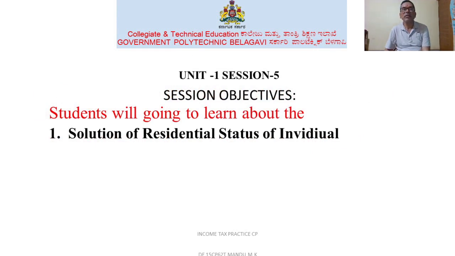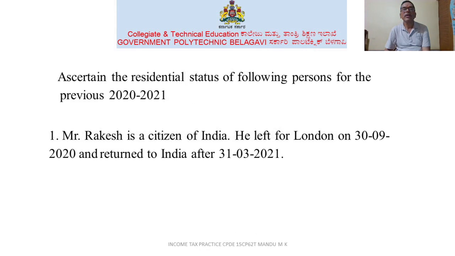After this session, students will learn about the solution of residential status of an individual. Example 1. Ascertain the residential status of the following persons for the previous year 2021. 1. Mr. Rakesh is a citizen of India. He left for London on 30/9/2020 and returned to India after 31st March 2021.